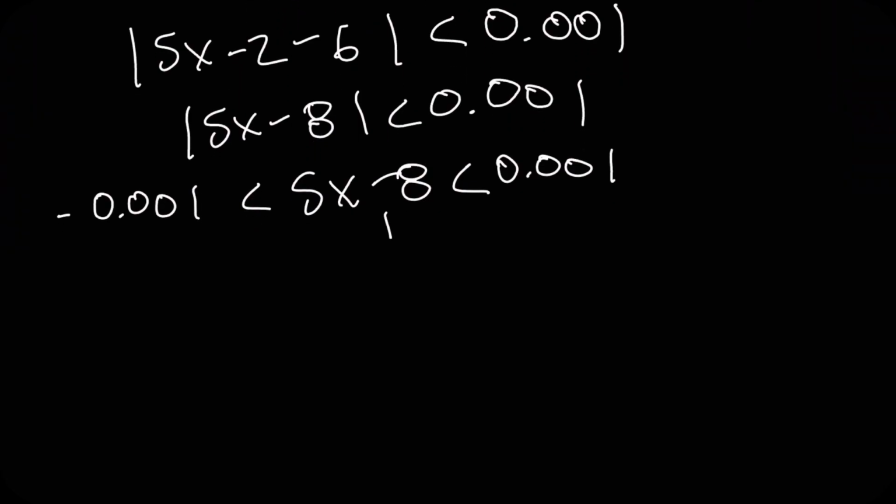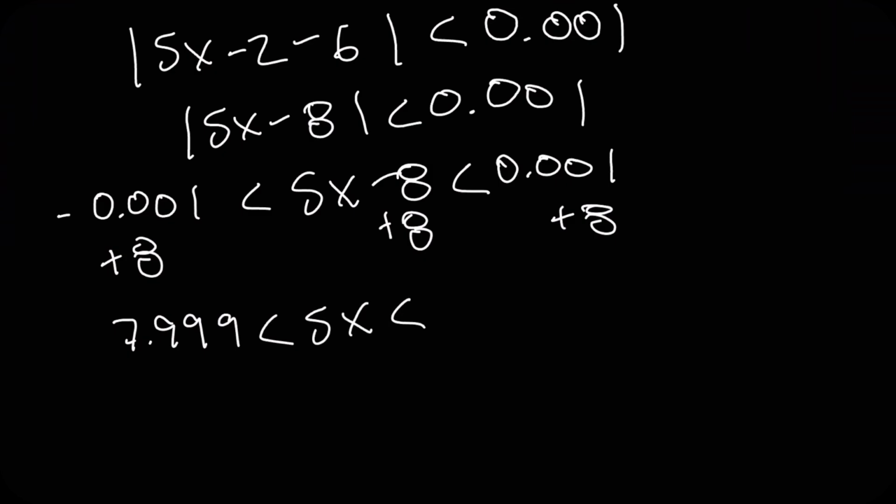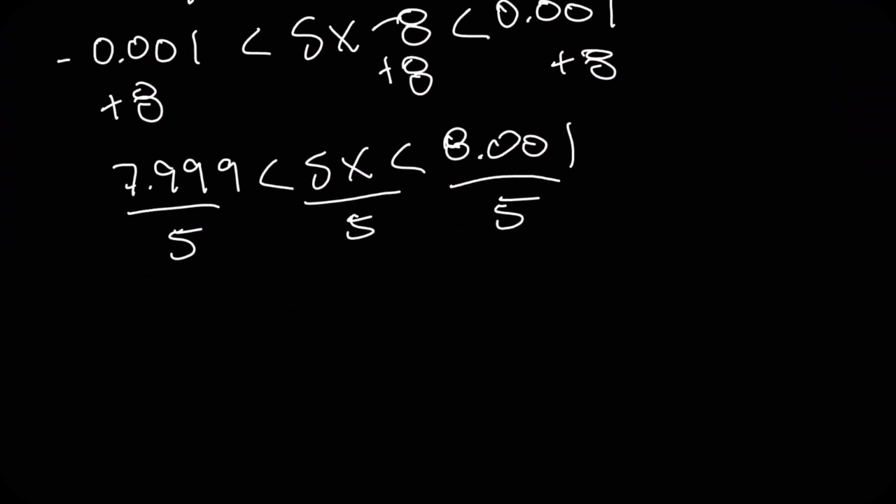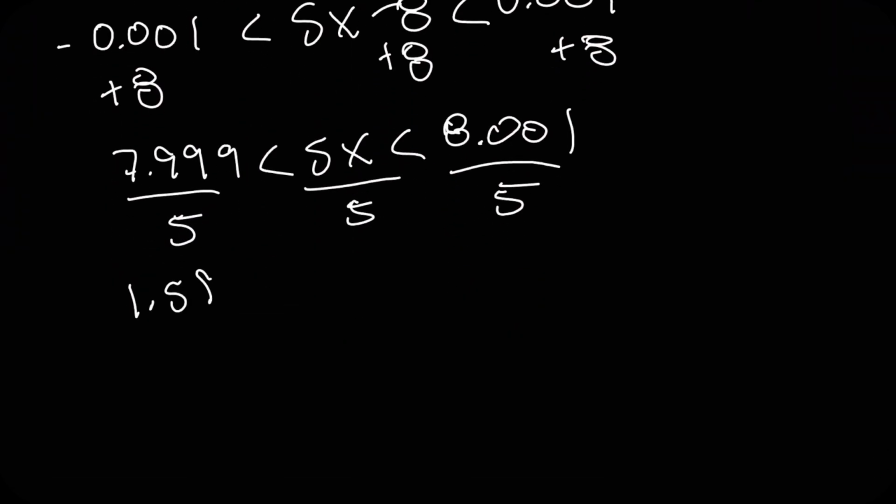Go ahead and take care of your constants on both the right and left hand sides. And that will leave us with 7.999 less than 5x, and that will be less than 8.001. Divide right and left hand sides by 5, and you're left with 1.5998 is less than x, which is less than 1.6002.